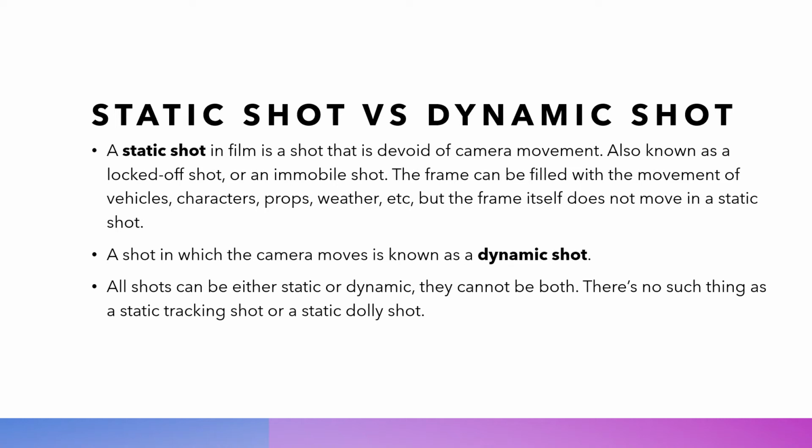A shot in which a camera moves is known as a dynamic shot. All shots can be either static or dynamic, and they cannot be both. There is no such thing as a static tracking shot or a static dolly shot. When the camera moves, it is dynamic. If it doesn't move, it is static.